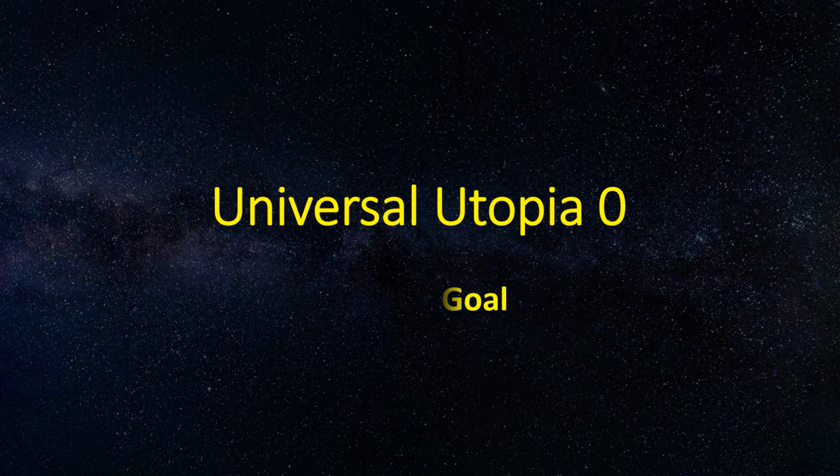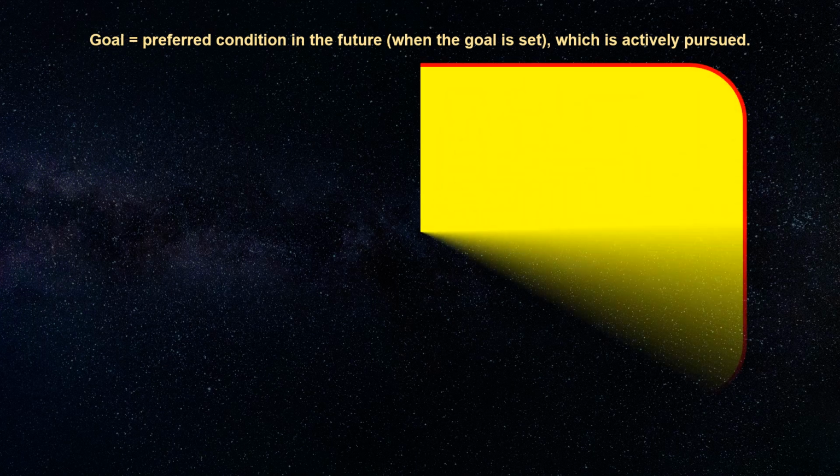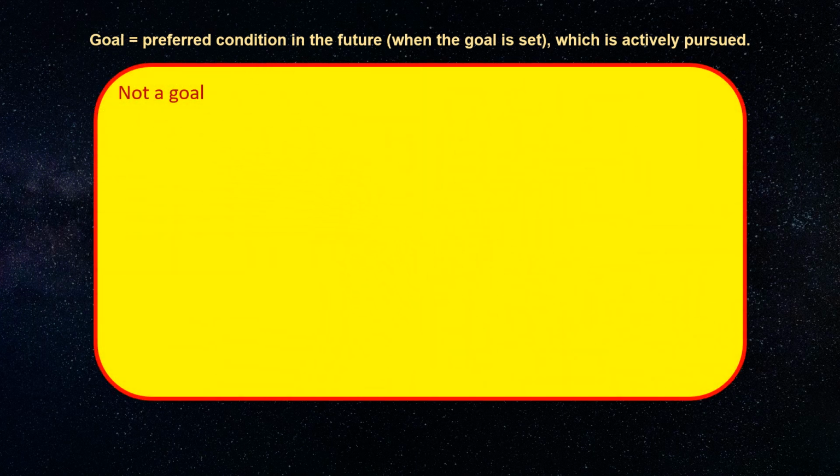In this video I want to present a step-by-step procedure to get to the universal terminal goal. Here, goal is defined as a preferred condition in the future, when the goal is set, which is actively pursued. From this definition, we can take out things which are not goal, so we will have less distractions. If something is not a condition, then it cannot be a goal.